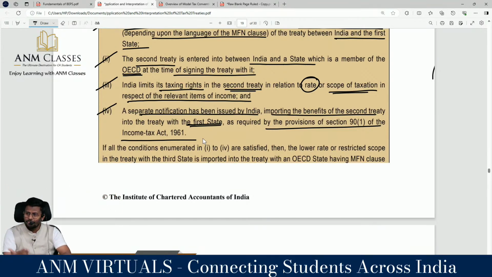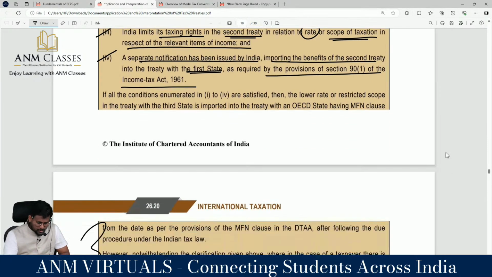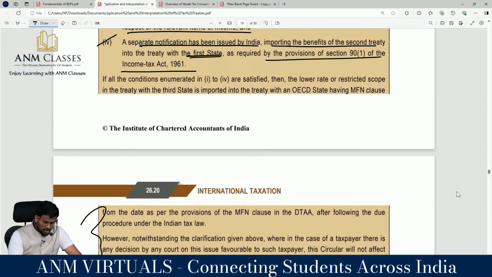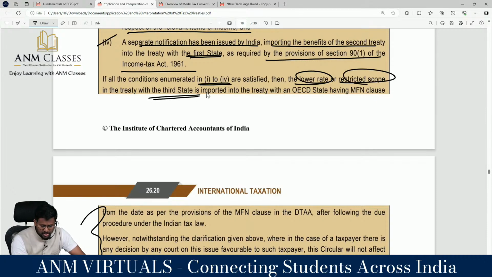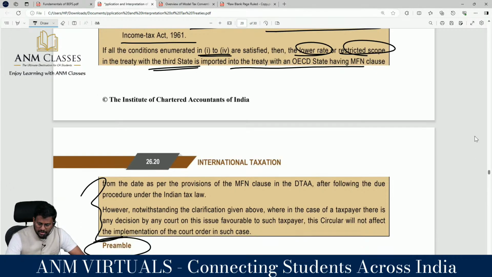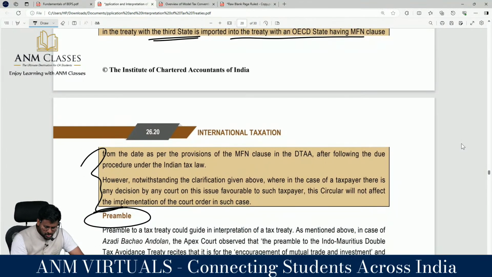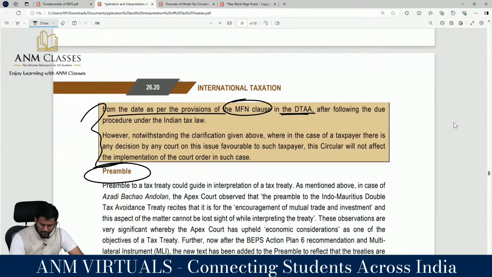இப்படி நாங்க official gazetteல எடுத்து சொன்னாதான் you can enjoy the benefit of the MFN clause, which is most. Sir, if all conditions enumerated in what are satisfied, then the lower rate or the restricted scope in the treaty within the third state is imported into the treaty with the inner state, having MFN clause from the date as per the provisions of MFN clause in the what? After following the due NSR procedure under the NA law.